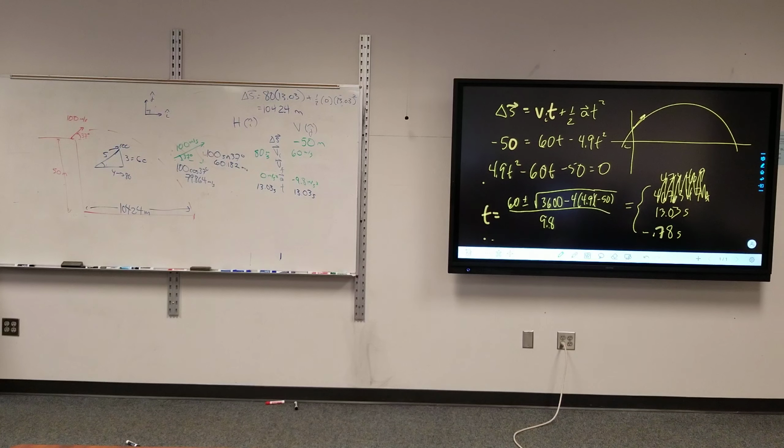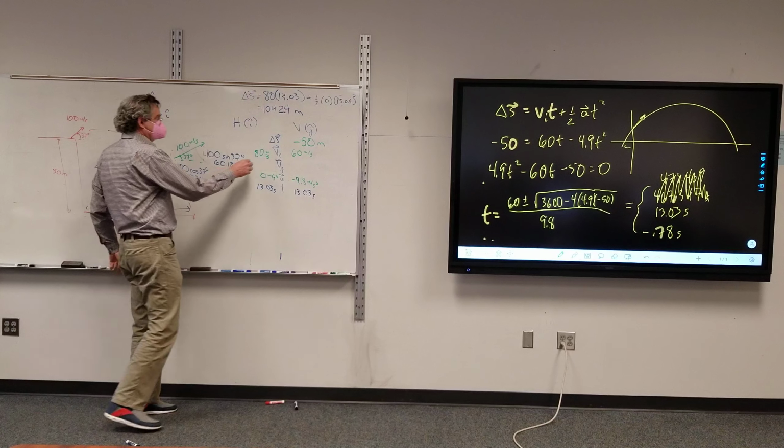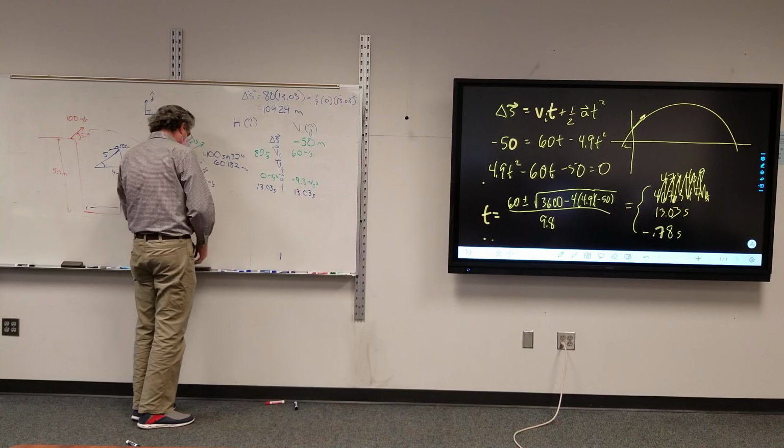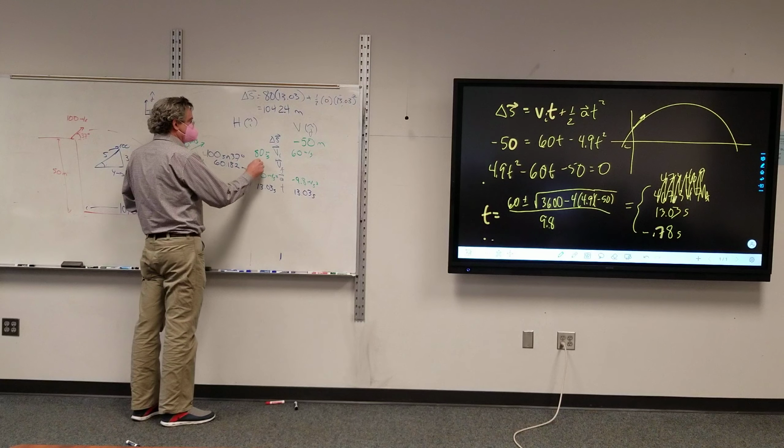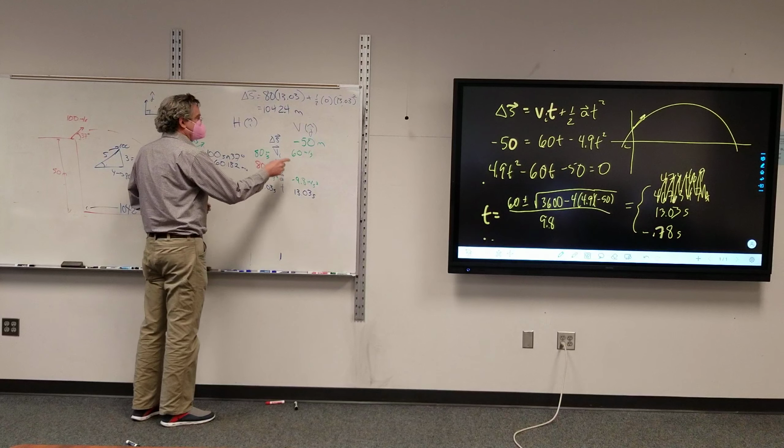And what's the final velocity? Horizontal velocity? It's 80. You said for horizontal velocity? I want the total, but okay, for the horizontal? 80, yep, meters per second. All right, so we got that one. That's 80 meters per second. And what about vertically?